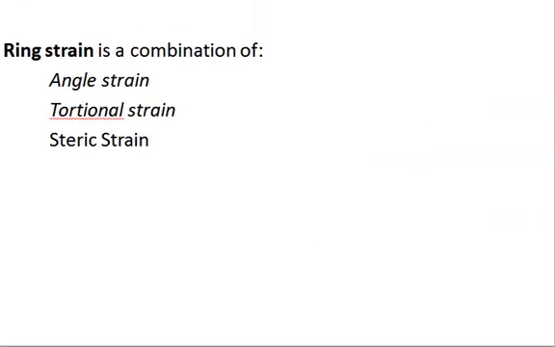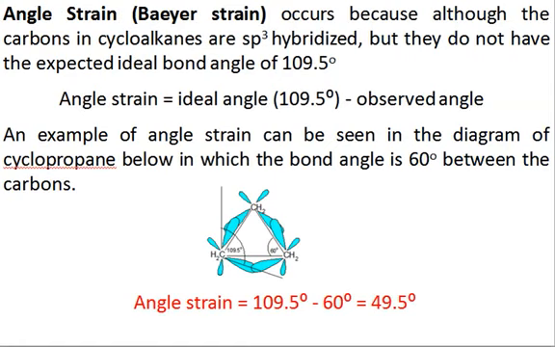So as I mentioned earlier, the ring strain is a combination of three types of strains: the angle strain, the torsion strain, and the steric strain. So let's consider first the angle strain. What do we mean by the angle strain? Angle strain is also known as Baeyer strain. Angle strain occurs because although all of the carbons in cycloalkanes are sp3 hybridized, they do not have the expected ideal angle of 109.5. So the angle strain results when there is a deviation from the ideal bond angle.